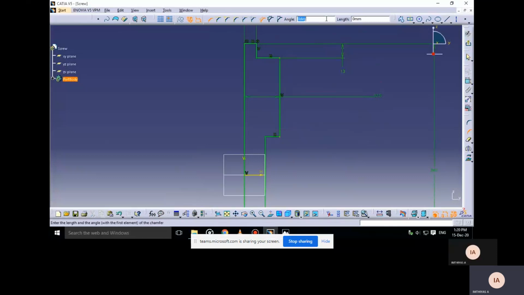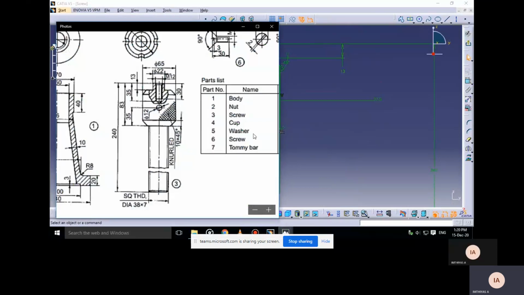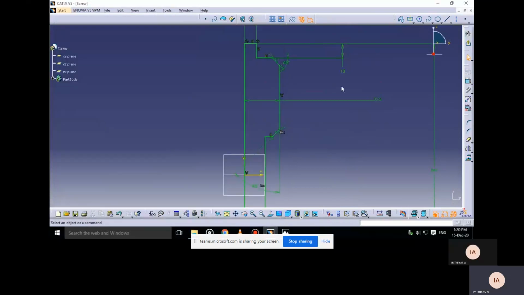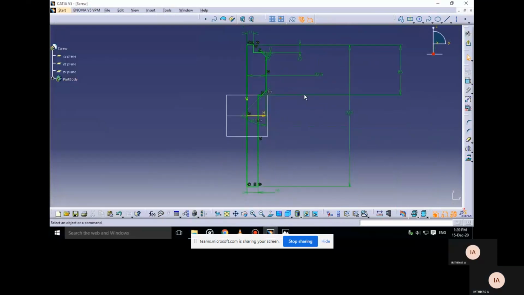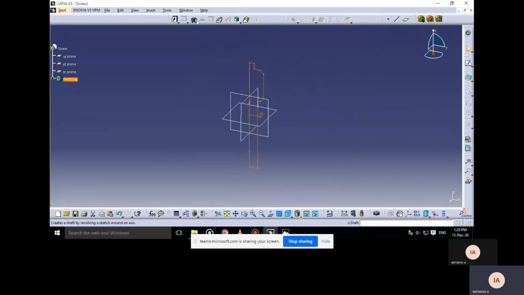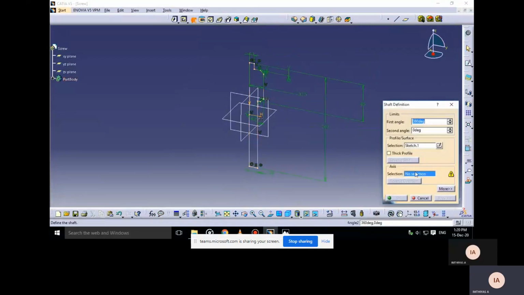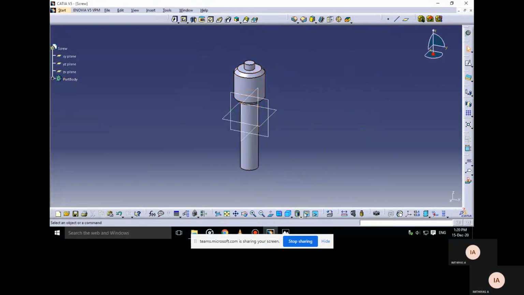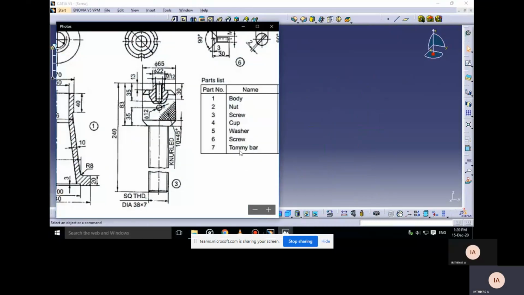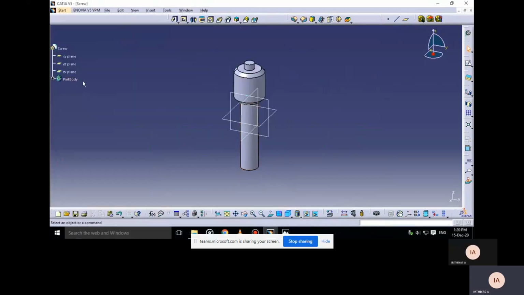We will use the chamfer command with an angle of 45 degrees. The corners are made chamfered, and we will revolve this part using the shaft command. And in this, we are going to insert a hole also.